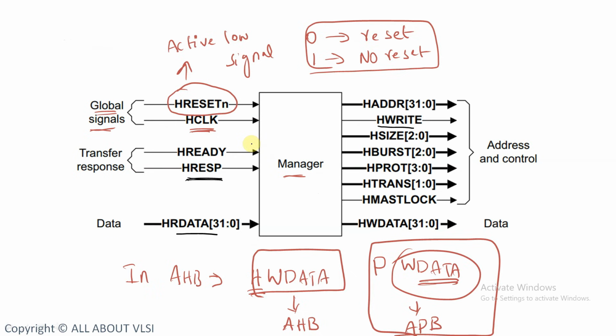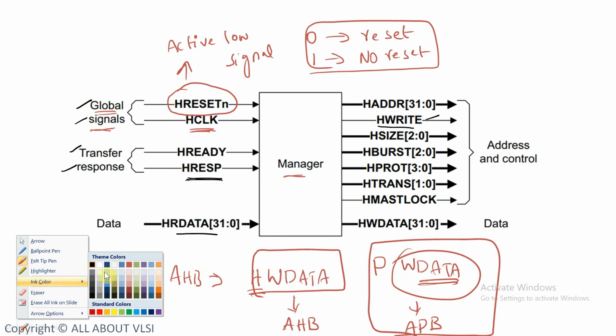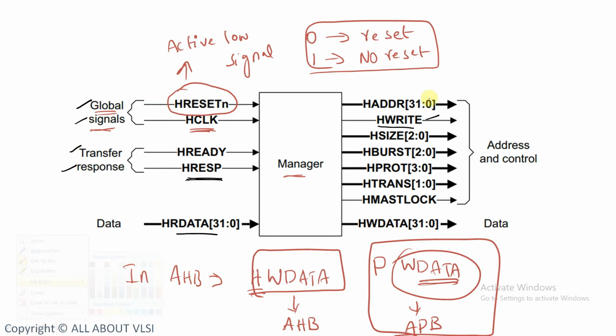Now coming to the next signal, which is known as HAddr. HAddr is nothing but our address signal. Till now, whatever signals we have discussed, like HReset, HClock, HReady, HResponse, and HWrite, are all only 1-bit signals. Now coming to HAddress, it is a 32-bit signal. So the size of your HAddress is 32 bits.